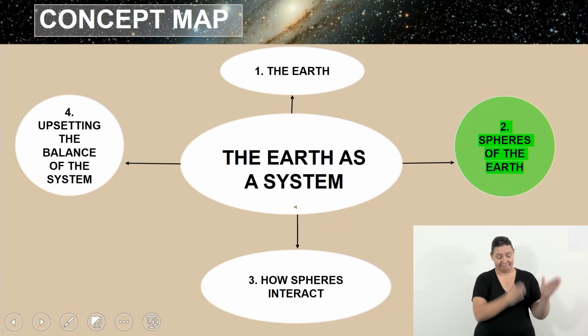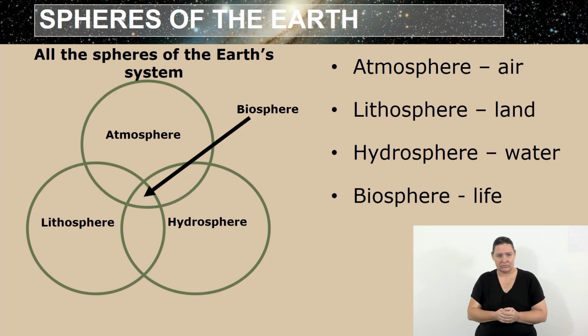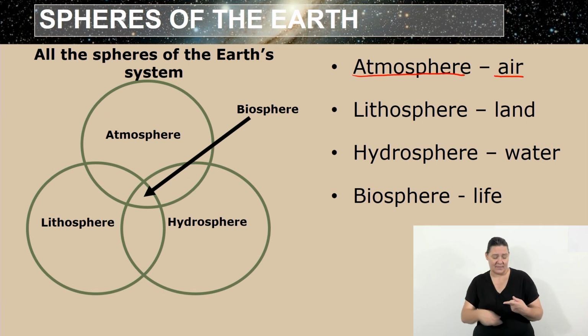Now that we looked at the Earth, let's move on to the second concept, which is the spheres of the Earth. We have 4 main spheres of the Earth. Namely, we have the atmosphere, which consists of the air. And remember, from our vocabulary, we said that the air is a mixture of gases.